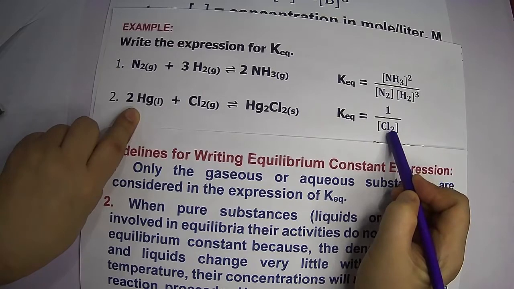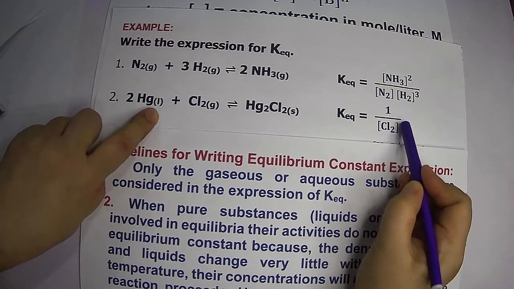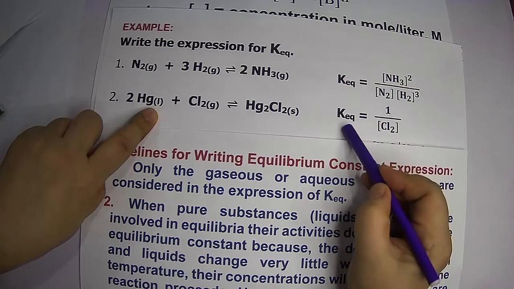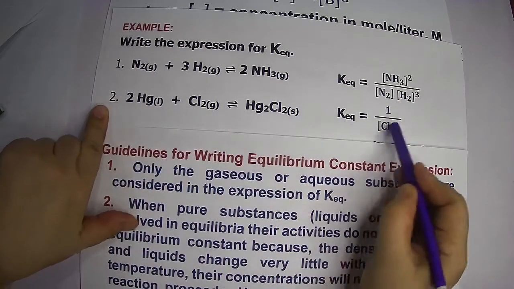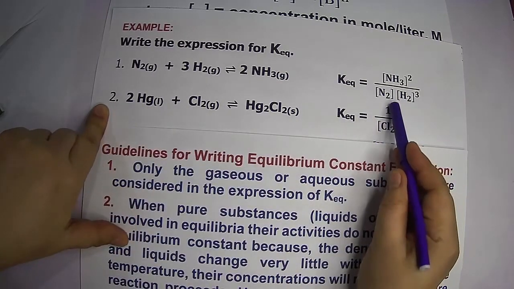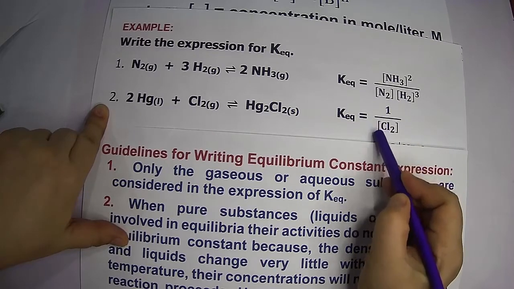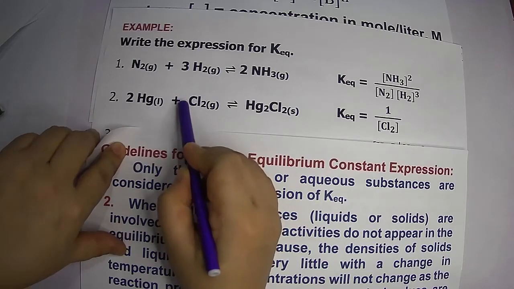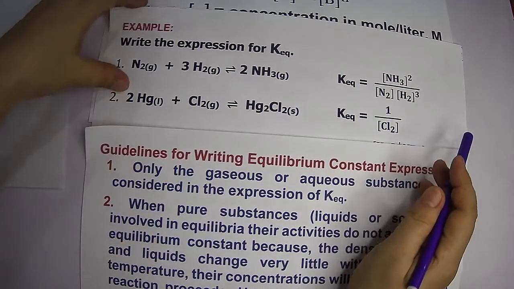For the reactant here, we have only chlorine. The mercury is not included because it is liquid. Any number multiplied by 1 is the number itself. So the expression for this reaction is 1 over the concentration of chlorine. Since the coefficient of chlorine here is 1, you don't need to write the exponent.